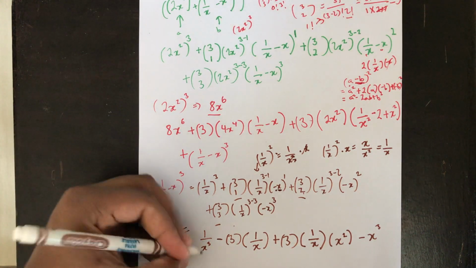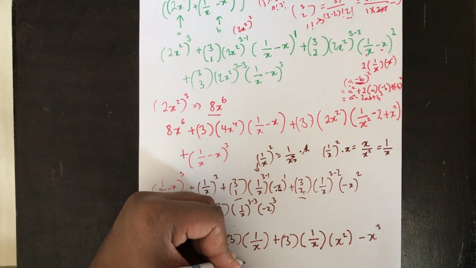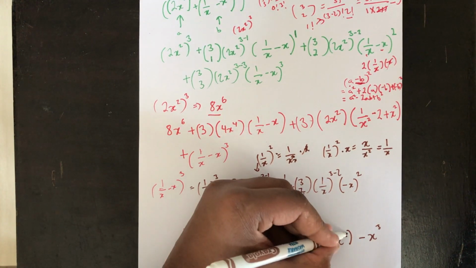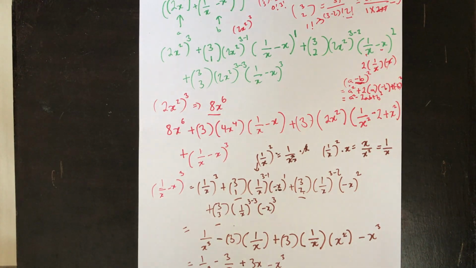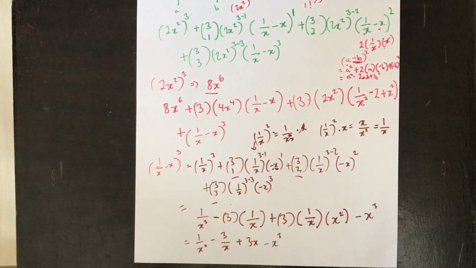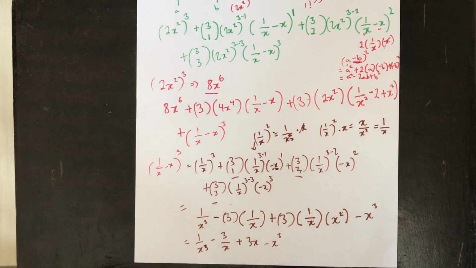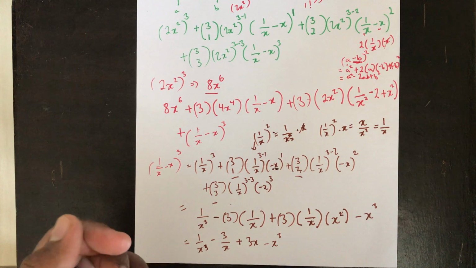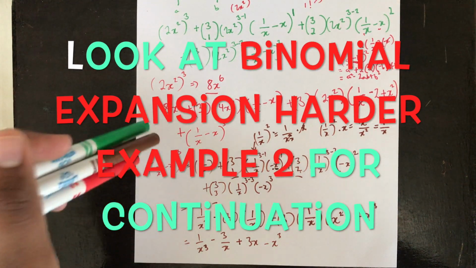So let's write it. So it's 1 over x cubed minus 3 over x plus 3x, because this x cancels out with that, so you're left with 3x minus x cubed. So basically what I've written down here is the expansion 1 over x cubed minus 3 over x plus 3x minus x cubed. So that's the expansion of this thing written in red, 1 over x minus x cubed. So now that we have the expansion, we can go ahead and actually get the value.